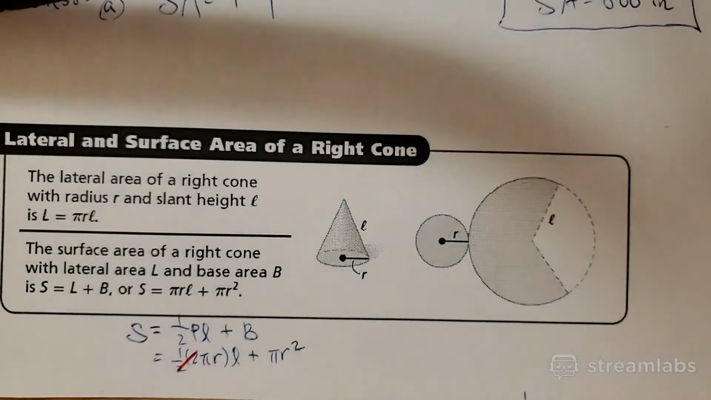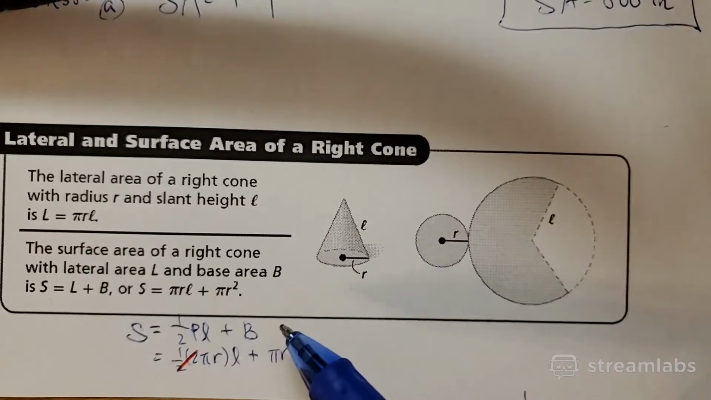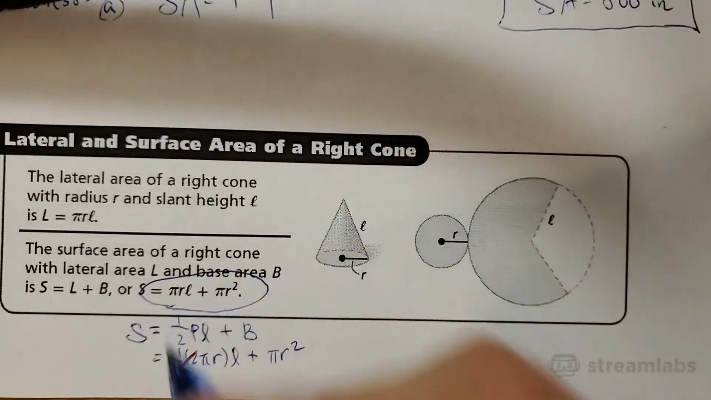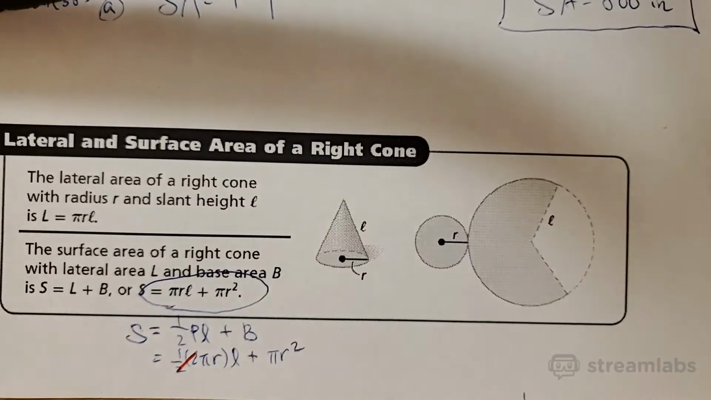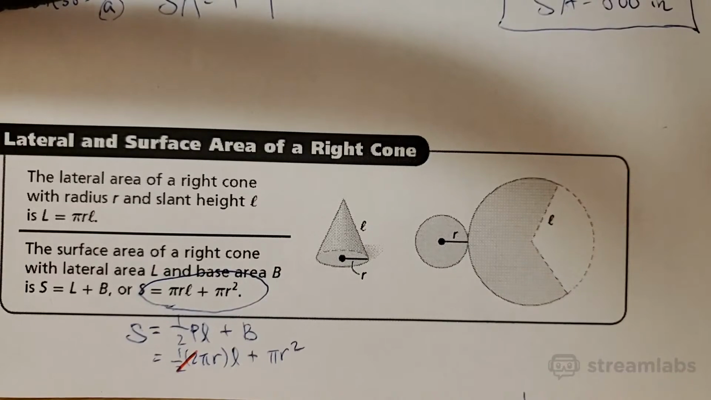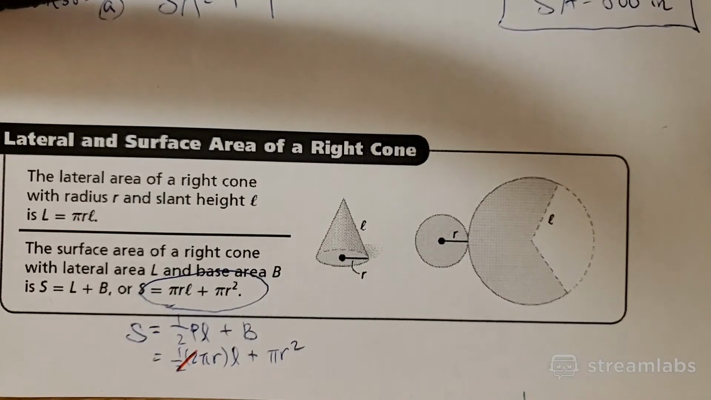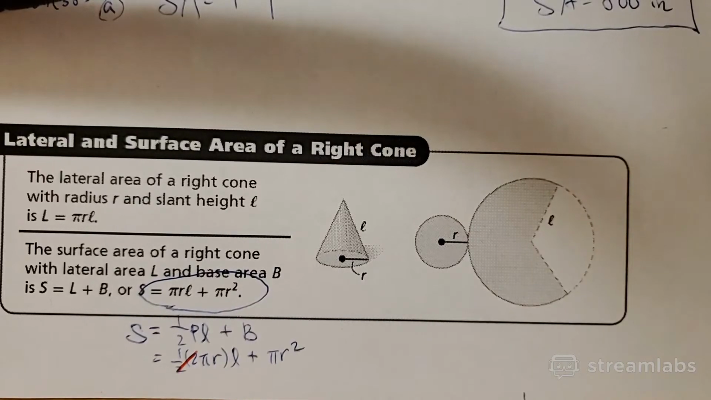Because of that, you can then have this formula: pi RL plus pi r squared. That would be your surface area. Good, bad, okay? Makes sense? I'm going to use it now, okay? So we use the same exact formula, but now they're all circles. A circle has circle perimeter, which is circumference, and base area is pi r squared.